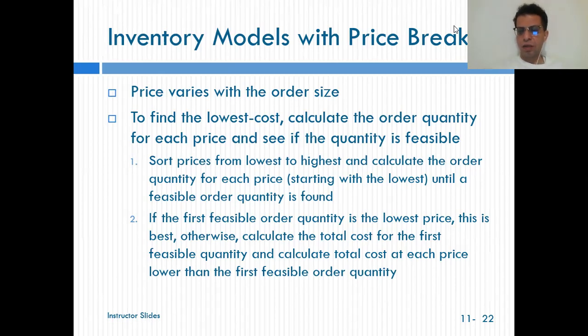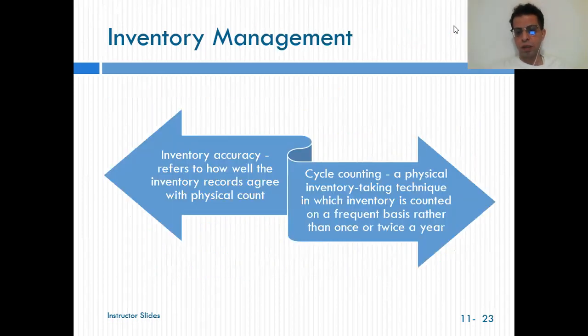There's a certain calculation you can do to find how much quantity you need to order today. If the first feasible order quantity is at the lowest price, this is best. Otherwise, calculate the cost of the first feasible quantity and calculate the total cost at each lower price break than the first feasible order. Keep in mind, when you're stocking, there is a price in the stock. There is a price in moving. There is a price if not consumed. So all these things you need to calculate. But at this level, we don't do these things.